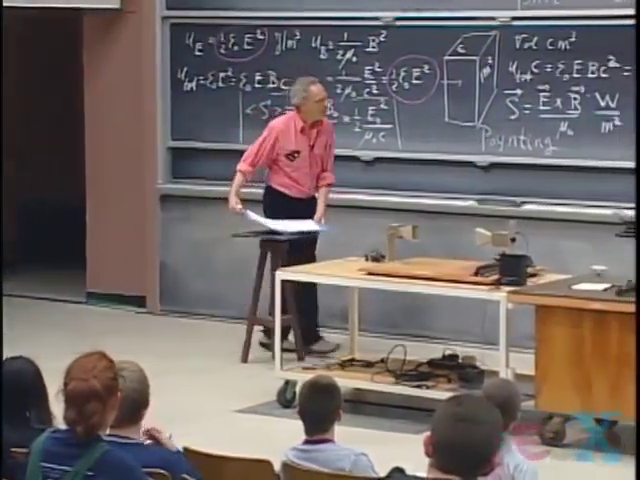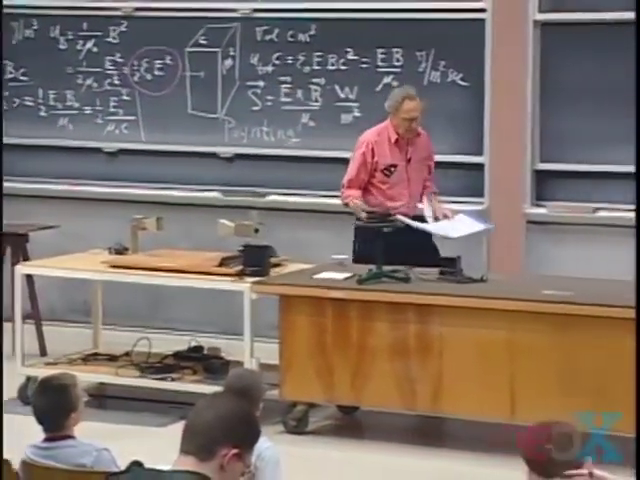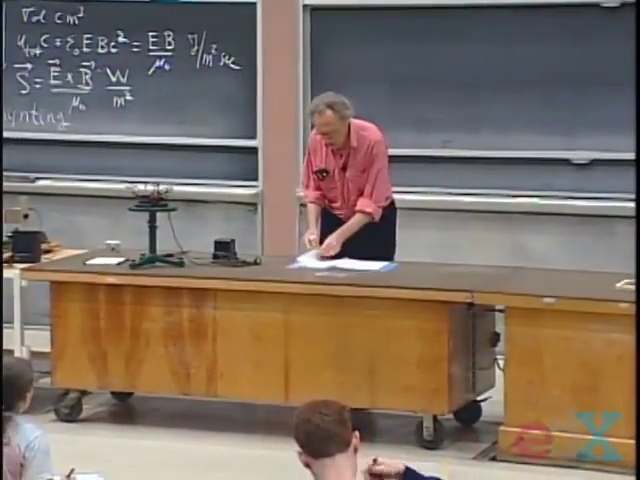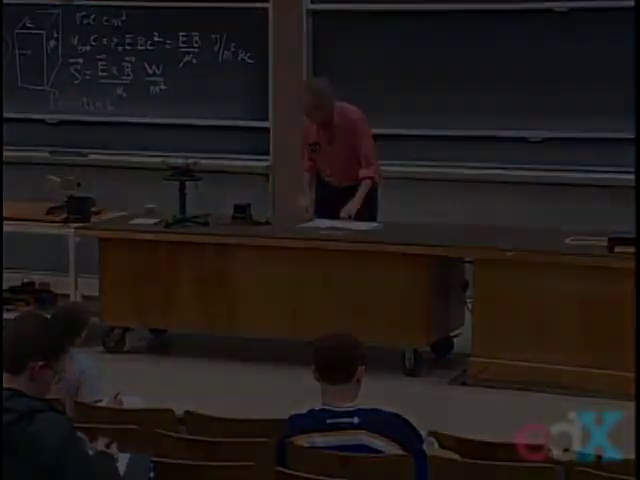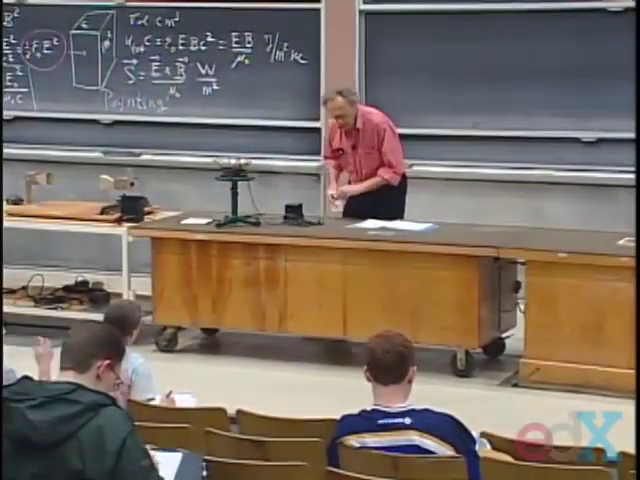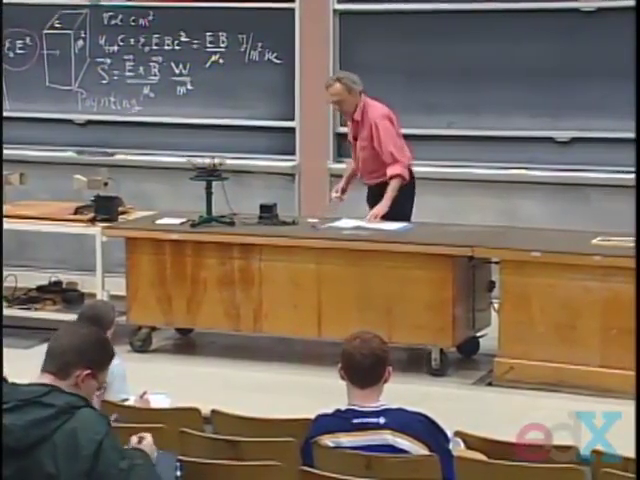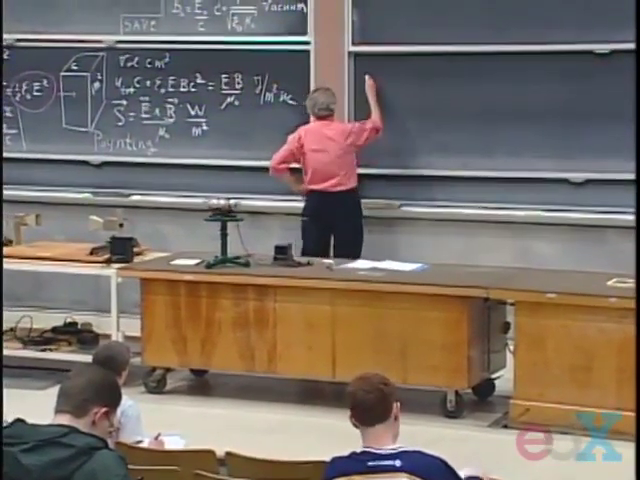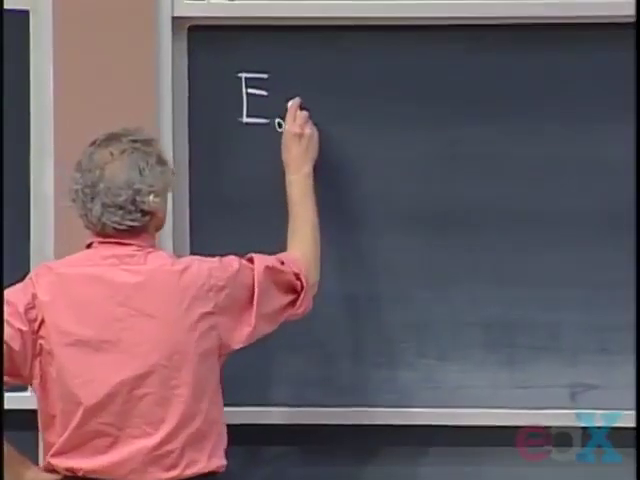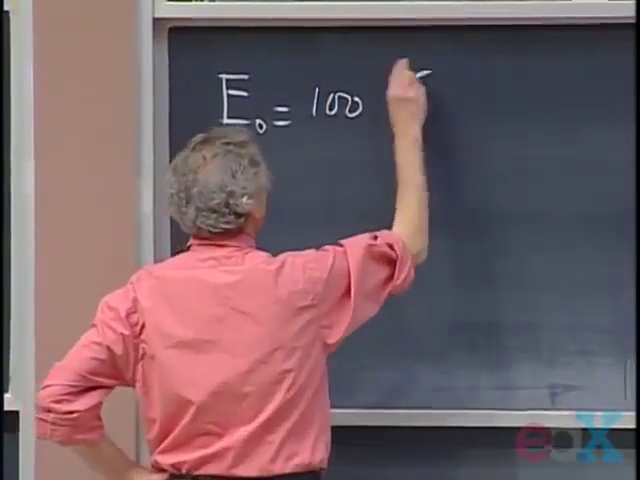Okay, this looks good. So now we have an average value for the Poynting vector, and so we can calculate now how much energy flows through 1 square meter per second. And I can give you an example. Suppose I have a plane electromagnetic wave, and E0 is 100 volts per meter.